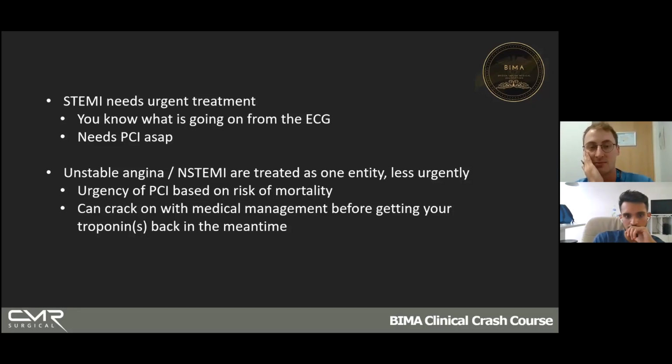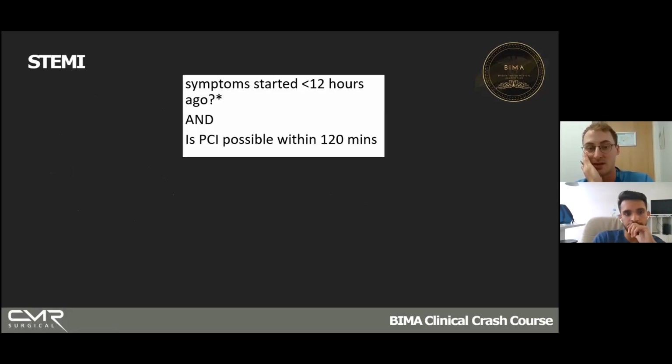So we've done the immediate treatment. Now let's go on to a STEMI. This is nice and simple, basically. This is the time frame that was mentioned earlier. The first question to ask is, did the symptoms start within the last 12 hours? Does anyone know why there's this 12-hour cutoff, by any chance?